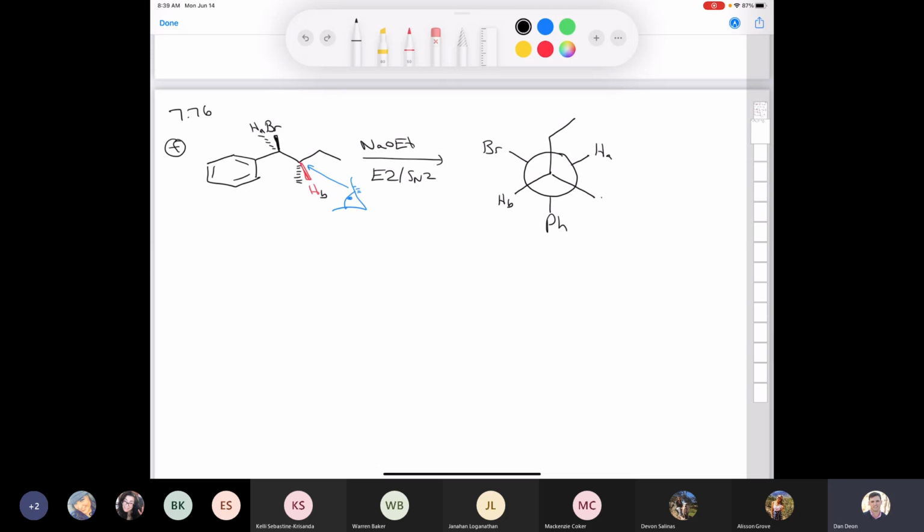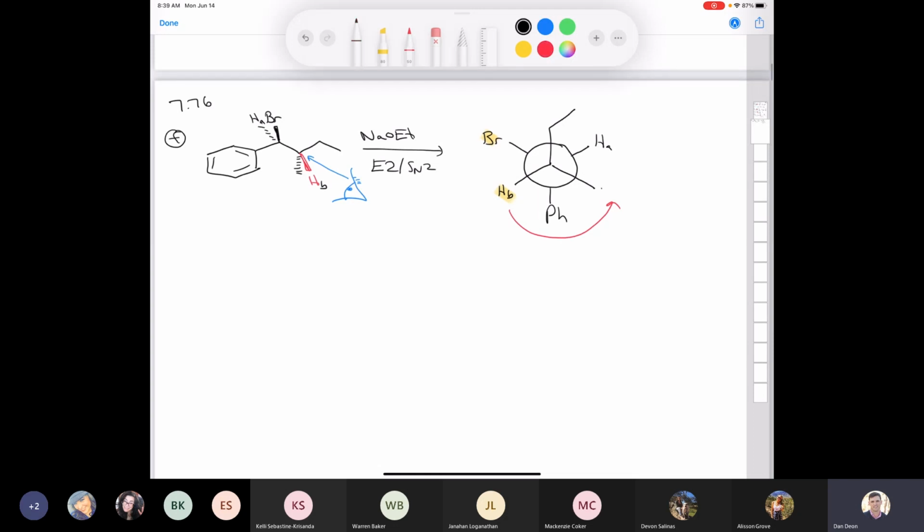There we go. So what have I got to do? I've got to rotate the carbon-carbon bond so that the bromine and HB are anti-periplanar to one another. So I'm going to rotate these three groups 120 degrees in this direction, which is counterclockwise. So let's do that. And when I do that, I'm going to end up with something. I'll draw it over here like this.